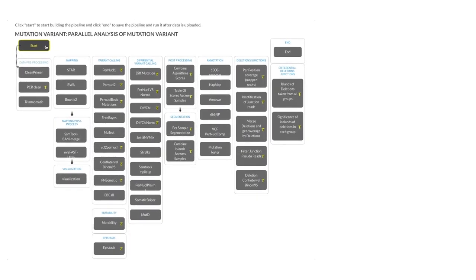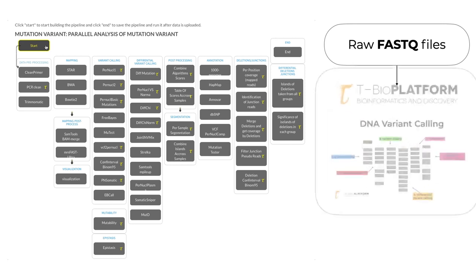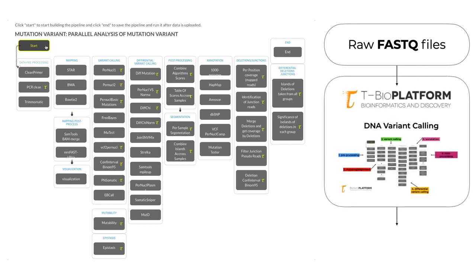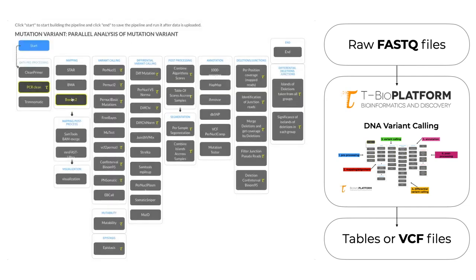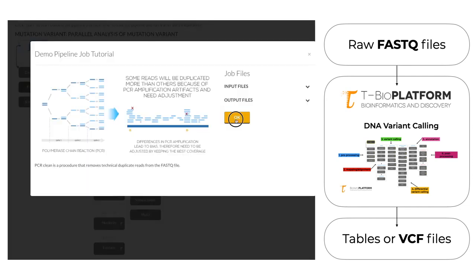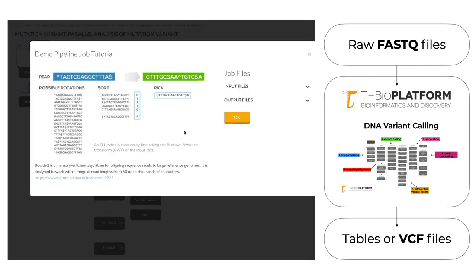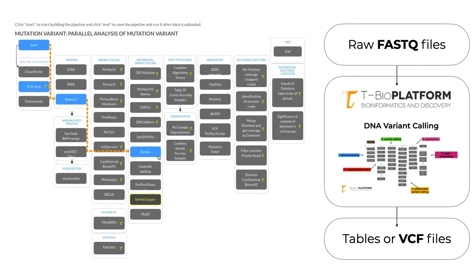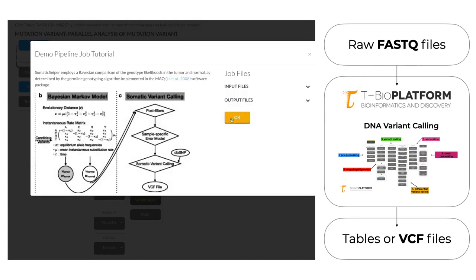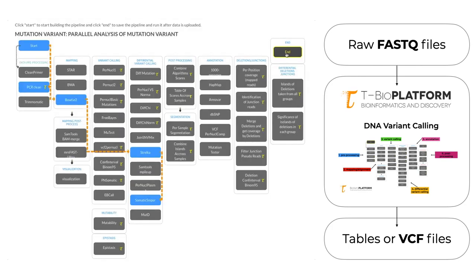To achieve such results, we have to take raw data or FASTQ files with short reads, run a pipeline for variant calling, and get an output of tables or VCF files. The pipeline might include several pre-processing, mapping, and somatic variant calling steps to ultimately produce the table that we can then analyze for statistical significance of found variants.